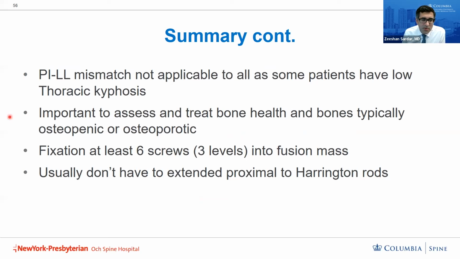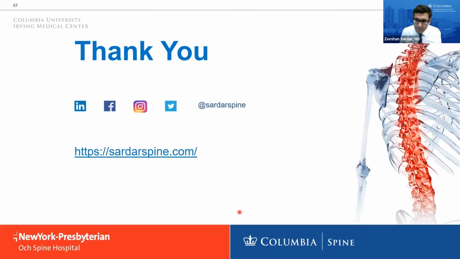Many of these patients, as you guys have treated probably as well, have really weak bones, and it's not uncommon that I'll have them on some medication for treatment of osteoporosis or osteopenia prior to surgery. And I've seen some failures from other places where they don't instrument enough into the fusion mass. So as a general rule, just like a long bone, I try to get at least 6 fixation points into the prior fusion mass. That means at least 3 levels into the prior fusion mass. And usually you don't have to extend proximal to the Harrington rods except in rare circumstances. So I'll stop right here and see if you guys have any questions.